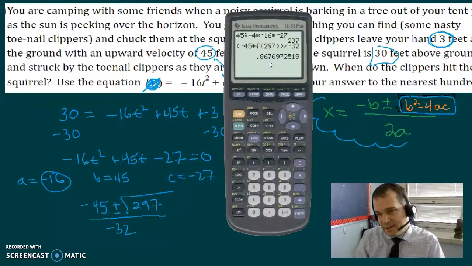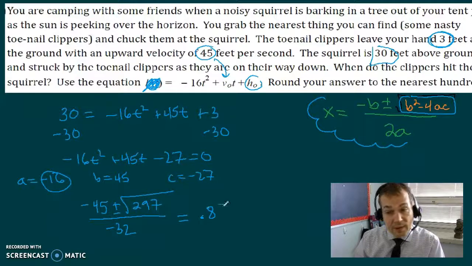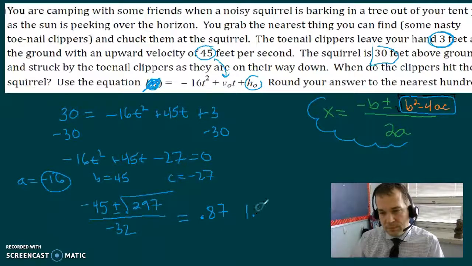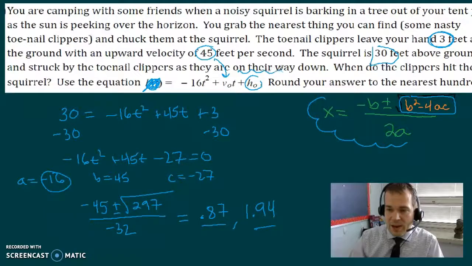0.87 is one possible answer. But also, if I do the minus instead of the plus, I get an answer of 1.94. So which time is it? It doesn't hit the squirrel twice. It hits him one time. It says here it hits him on the way down.